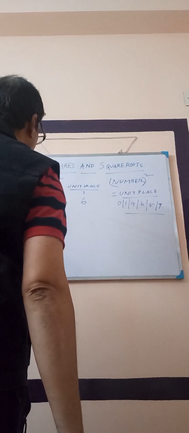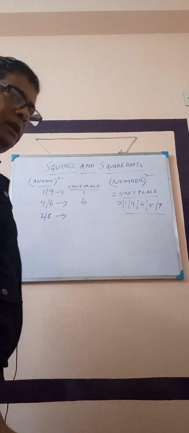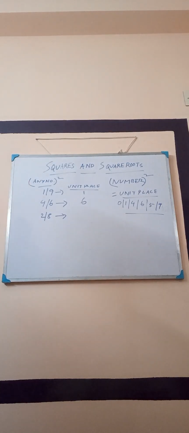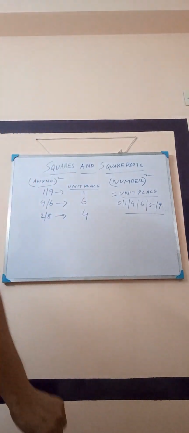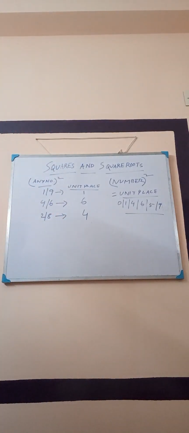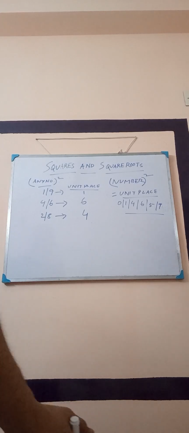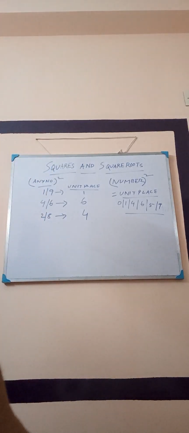Now, if I take any number whose unit place is either 2 or 8, okay, you are getting my point. Any number whose unit place is either 2 or 8, then if I square that number, the unit place will always be 4. 2 square is 4, 8 square is 64, that means 4. Then we have 12 square, 144, that is 4. Then we have 18 square, 324, that is 4.